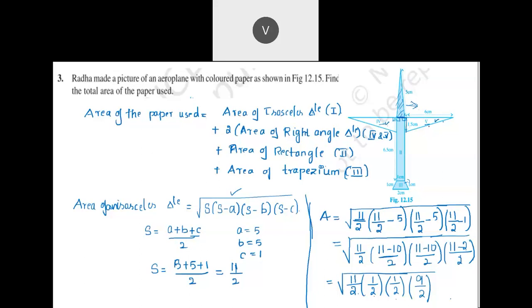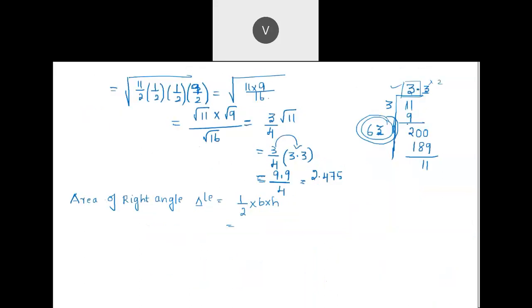Here we have two right angle triangles, right? So can we multiply this area by 2? Yes, ma'am. So area of right angle triangle, 2 and half will be cancelled. What is base here? 1.5 and height is 6. Multiply these two. 1.5 into 6, 9, ma'am. 9 centimeter square.